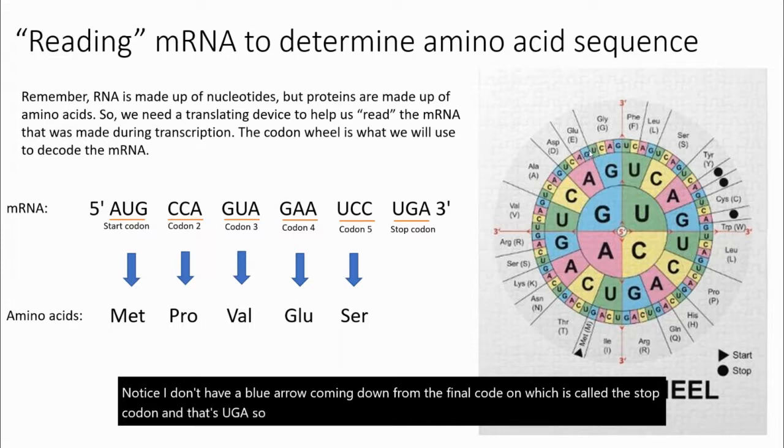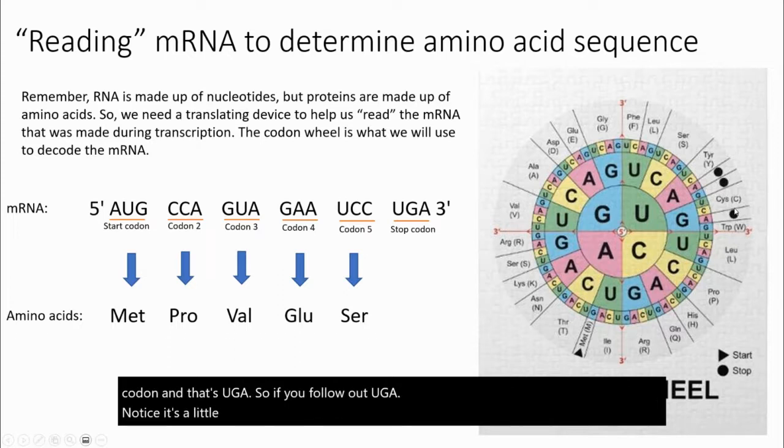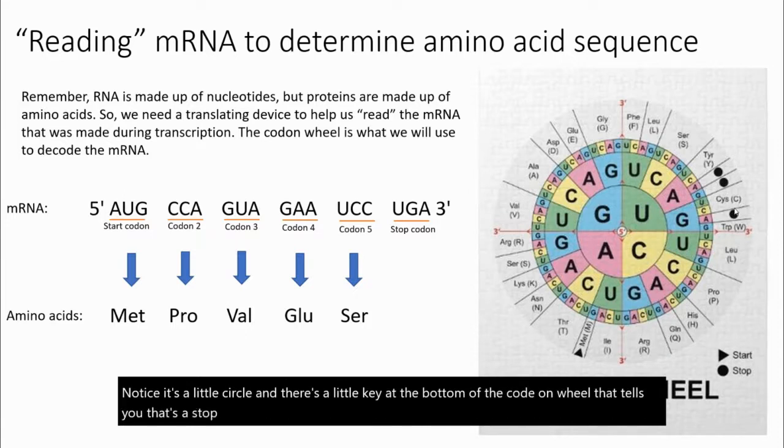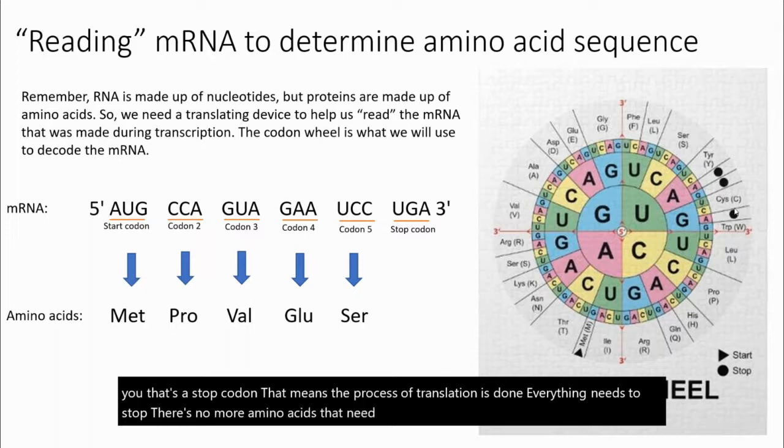So if you follow out UGA, notice it's a little circle, and there's a little key at the bottom of the codon wheel that tells you that's a stop codon. That means the process of translation is done. Everything needs to stop. There's no more amino acids that need to be added.